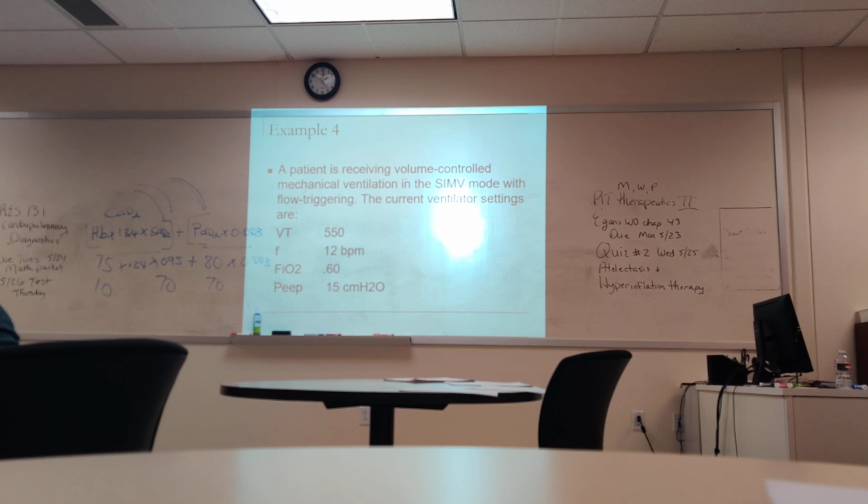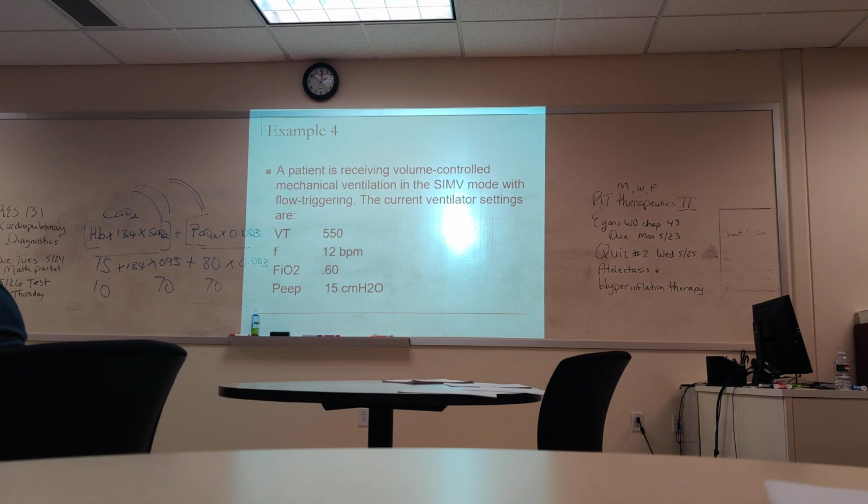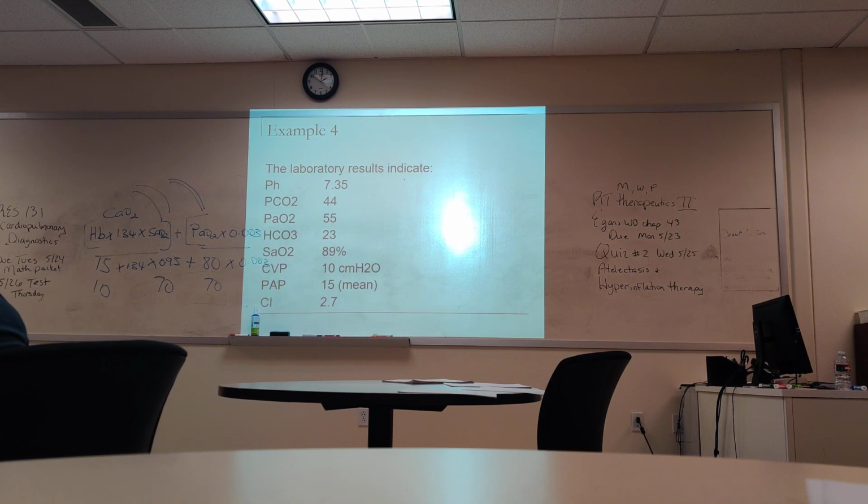That's another one. A patient is receiving volume controlled mechanical ventilation in the SIMV mode with flow triggering. What difference does that make? The current ventilator settings are tidal volume 550, frequency 12, FiO2 60%, PEEP of 15. Here are the blood gases. Normal acid-base balance with moderate hypoxemia.